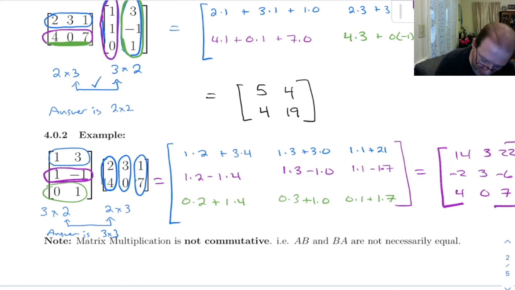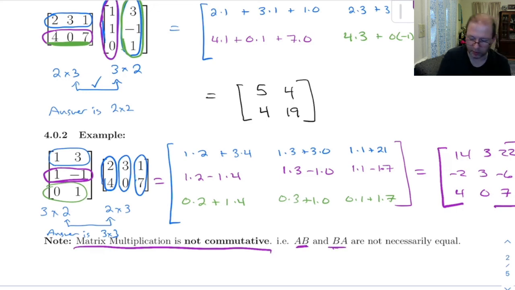And one thing to notice about this, matrix multiplication is not commutative. So what that means is if you have two matrices and you multiply them together, AB, and then you swap them to BA, they're not necessarily equal. A lot of the time, you can't even multiply them both ways. And there are cases where they will be equal, but it happens kind of by coincidence. So you can't count on AB and BA being equal. It's not commutative. All right, we'll do some more examples in the next video.